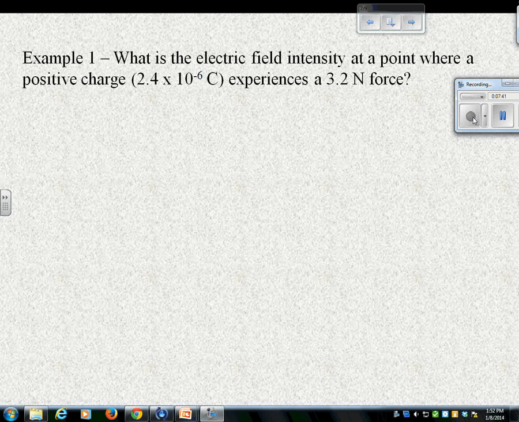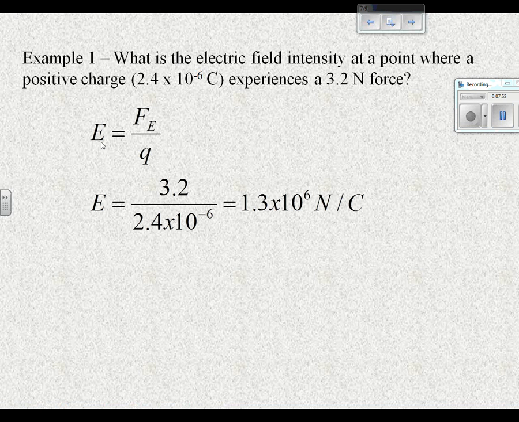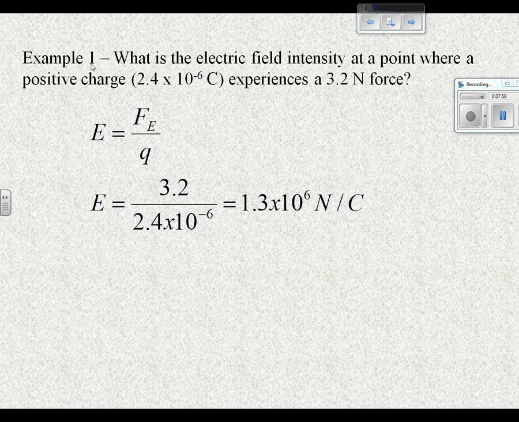Once I show you, you're going to go, well, that's it? It sounds real complicated. It's 3.2 over, like this. The electric field intensity is the E value. Notice here that I'm writing the formula, and then filling in what we know. What is the force? 3.2 newtons. What is the charge? 2.4 times 10 to the minus 6.